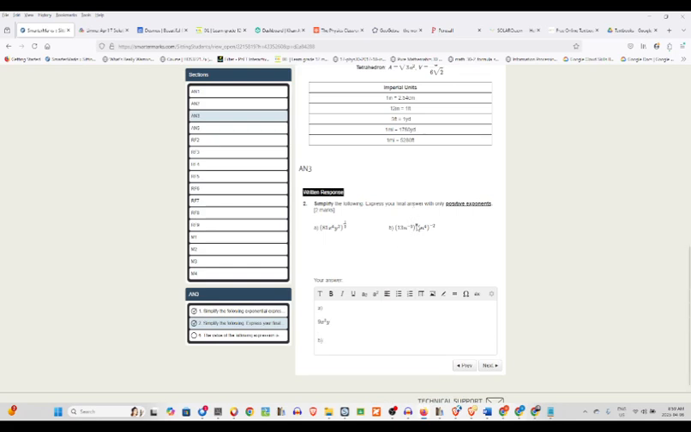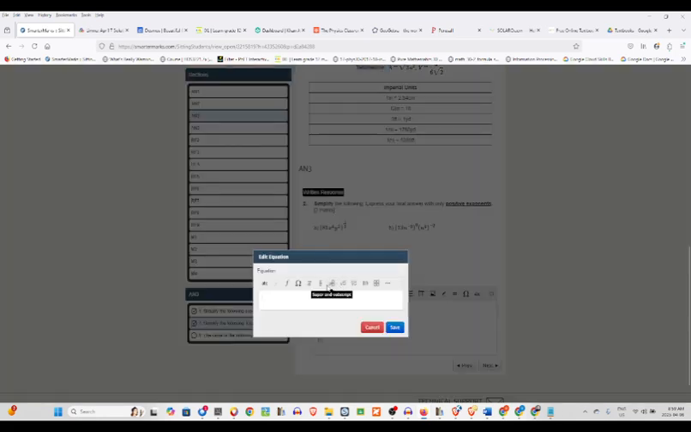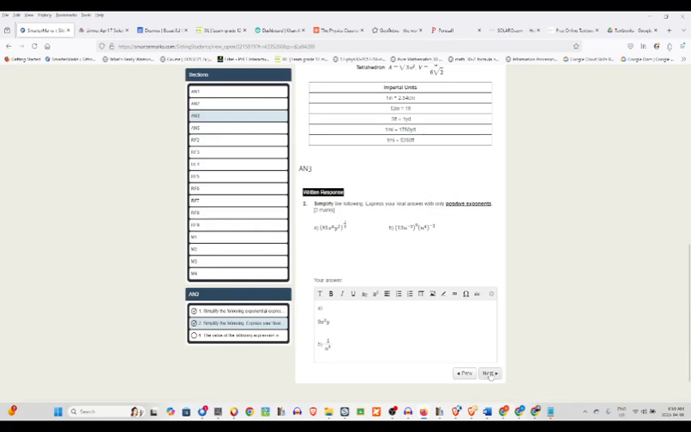Anything to the 0 is 1. So that entire first bracket is just plain gone. So now n to the 4 all to the -2 is n to the -8. Well, if we have a negative, but we're asked for positive exponents, means we have to write it in the denominator.